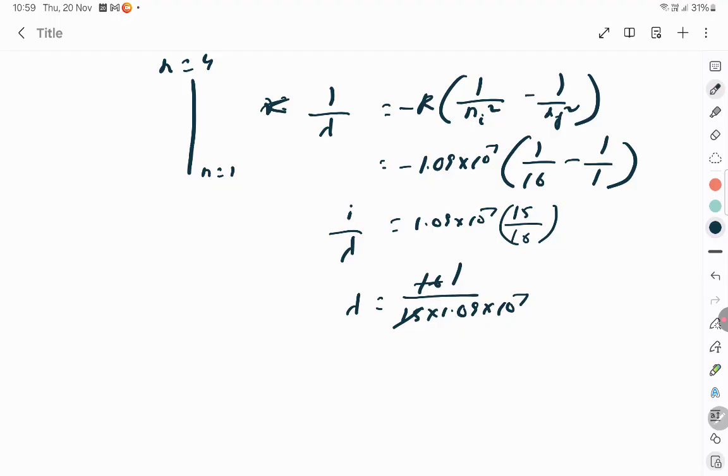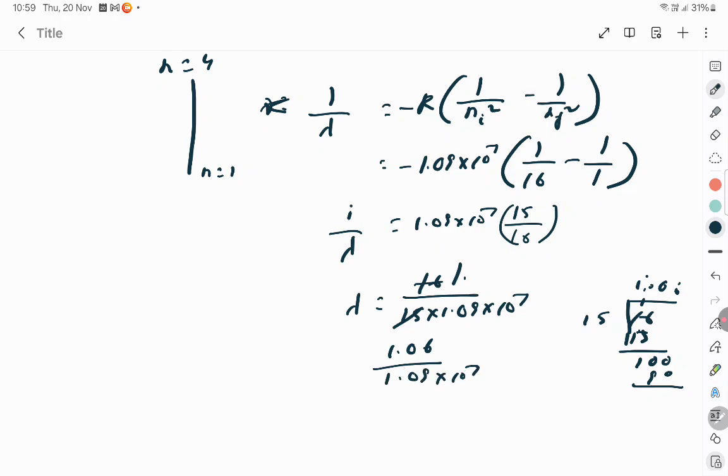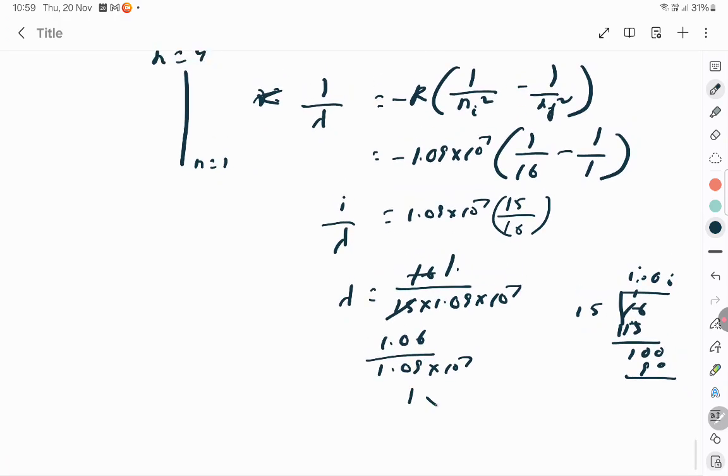Divide 16 by 15: 15 ones are 15, the remainder is 1. Put a decimal. Still it's not going to zero. 15 nines, 15 sixes are 90. So 1.06. Then 0.06 into 1.09 into 10 to the power 7. This will be about 1 into 10 to the power minus 7. See if I have got the right answer. No, 970.